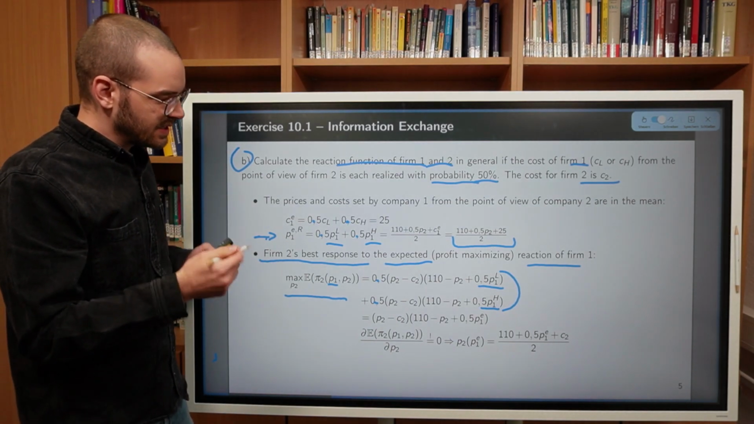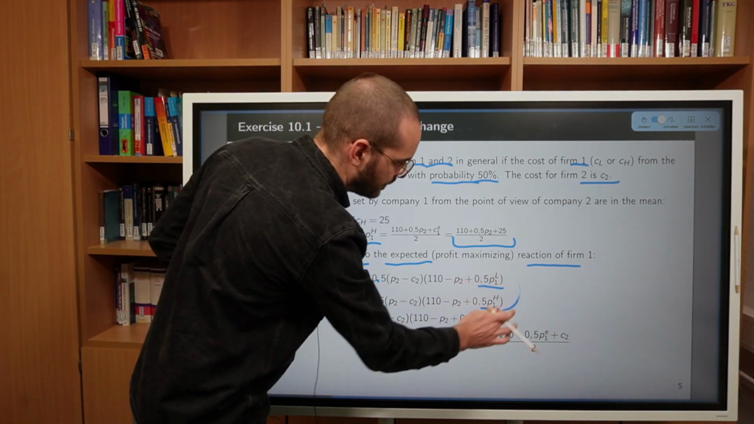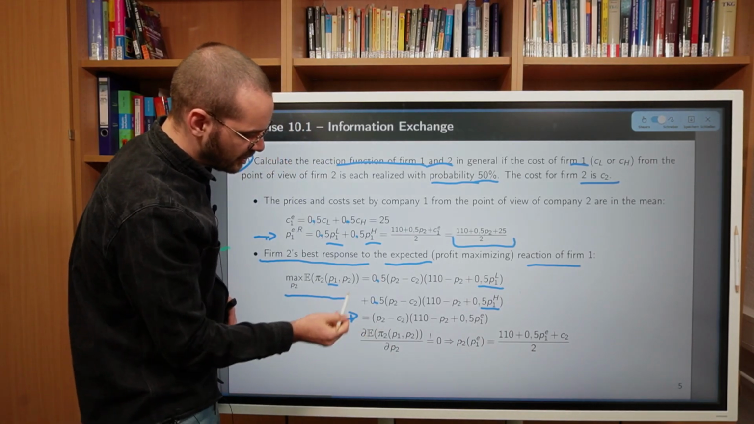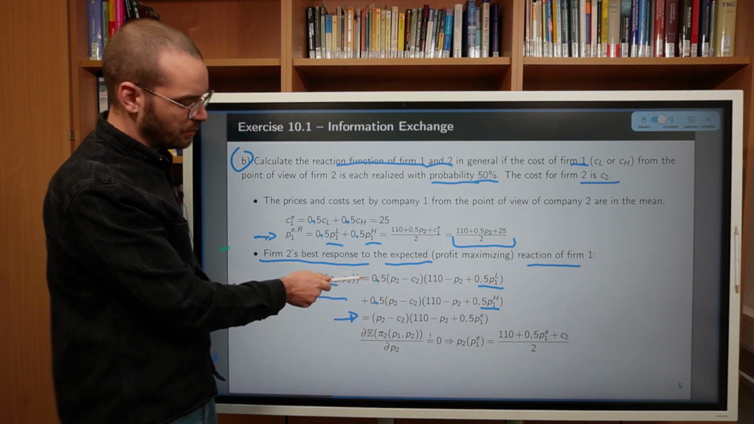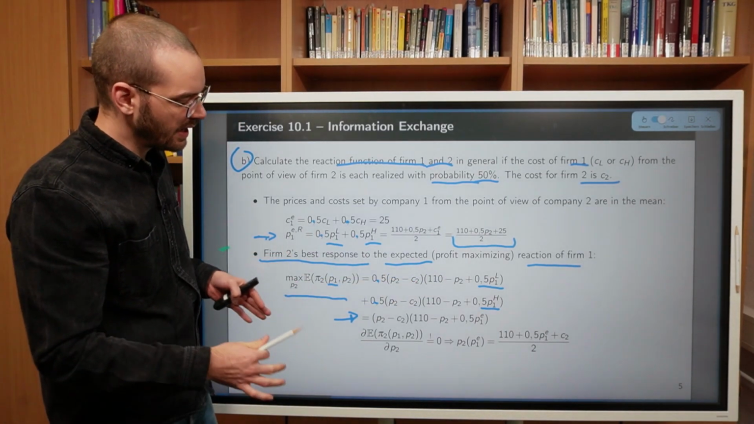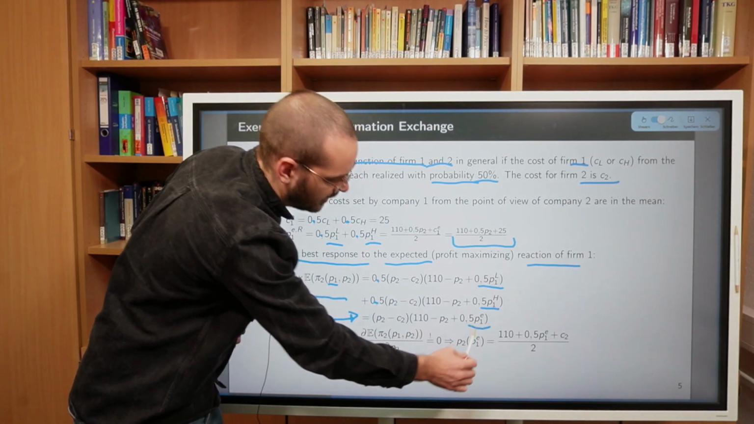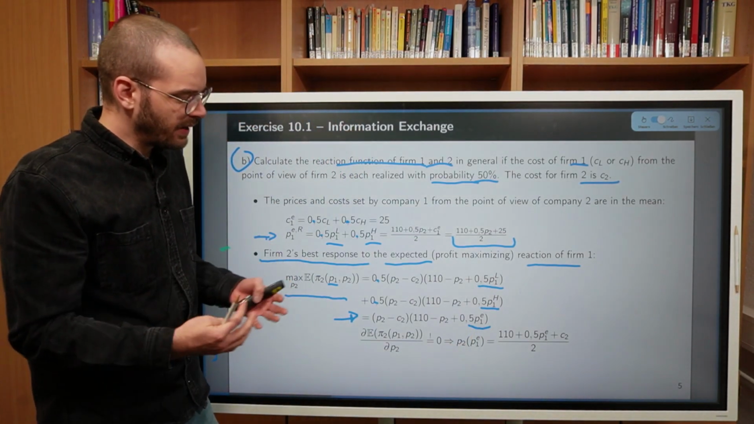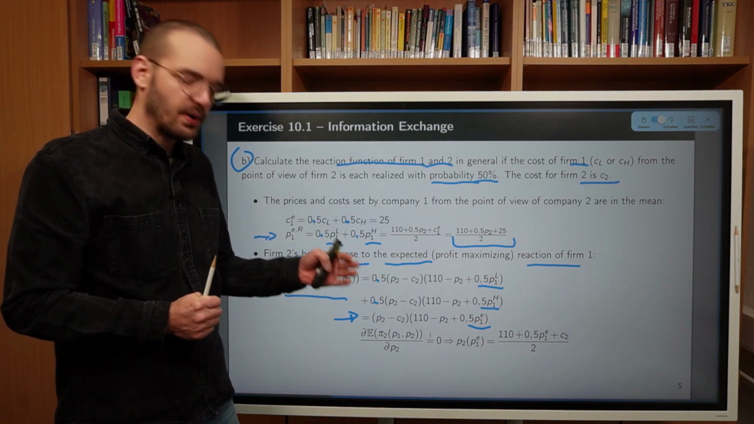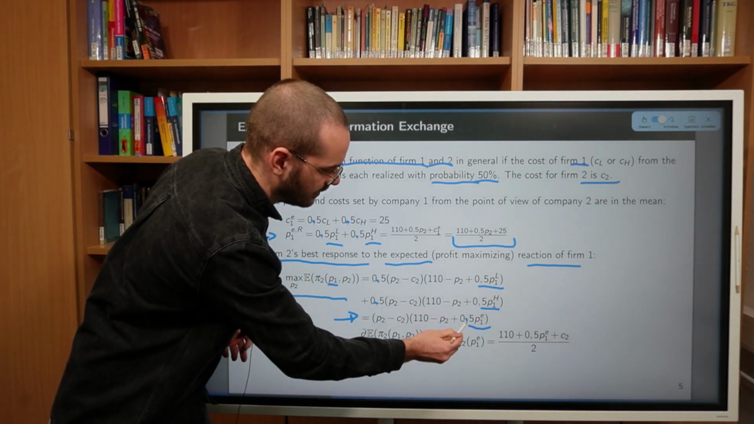This, of course, is the same as what's written in the next line, where we already combined these two probabilities. You will realize that all of the other terms are non-deterministic, which implies that we can simply plug in the expected price of firm 1 from the point of view of firm 2 right here, right?